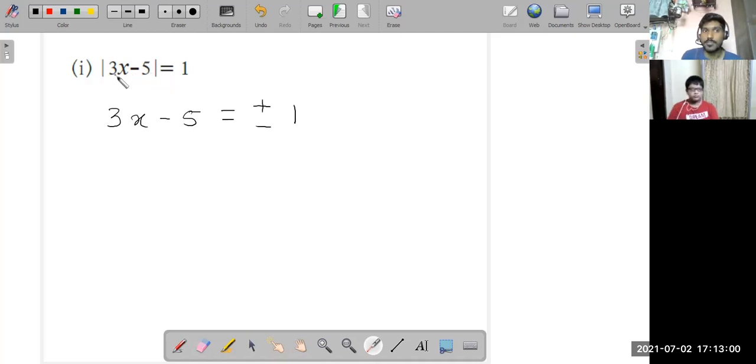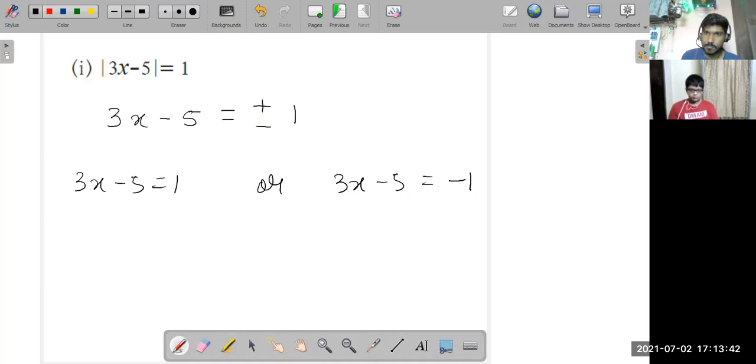Now, the method is when you remove this mod sign, on the right hand side of the equation, you put plus or minus, and this 1 as it is. So plus minus 1. Now, this is read as plus or minus, meaning first 3x minus 5 is equal to plus 1, or 3x minus 5 is equal to minus 1. So you see, this plus or minus 1 means plus 1 or minus 1. Now, is it clear? Yes, sir.